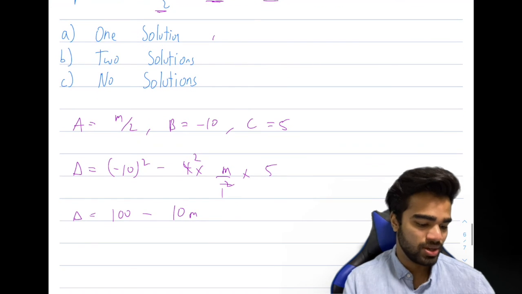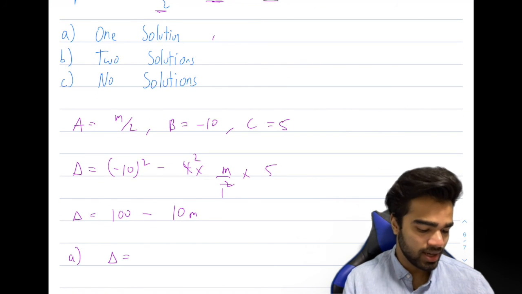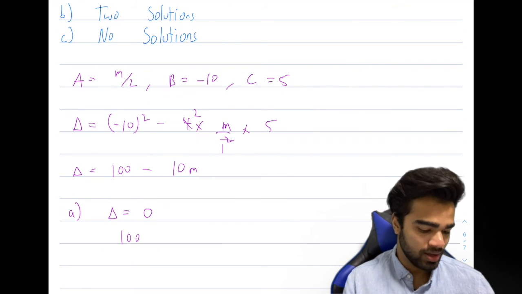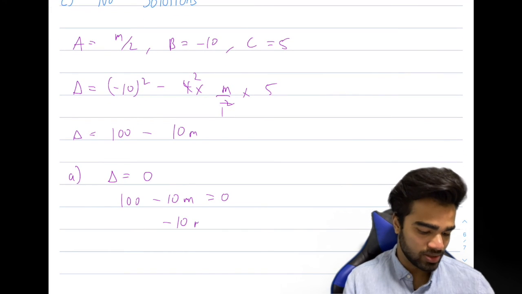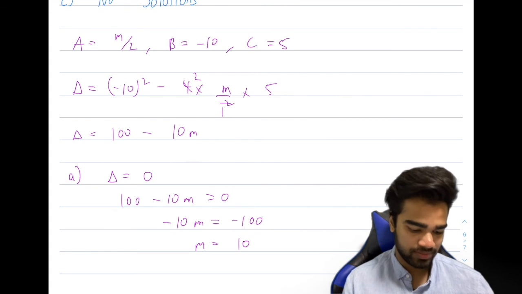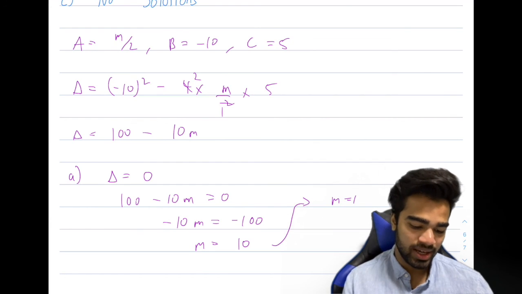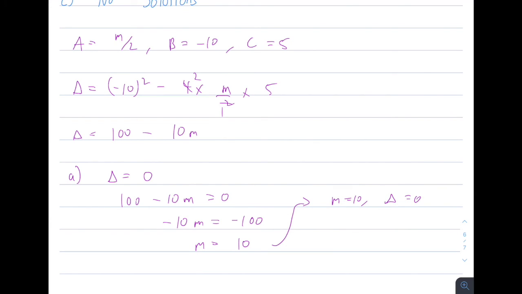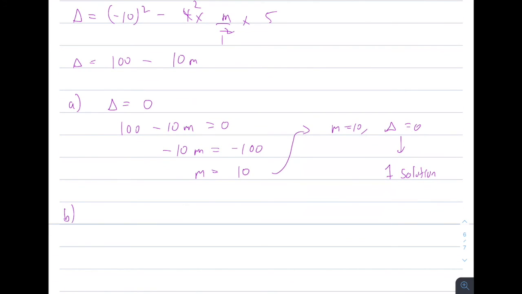Again, same rules for one solution. So for part A, discriminant is equal to 0. So 100 minus 10m equals 0. So -10m equals -100. m is equal to 10. So again, same logic. If m is 10, discriminant will become 0. And because discriminant is 0, you have one solution. That's it.